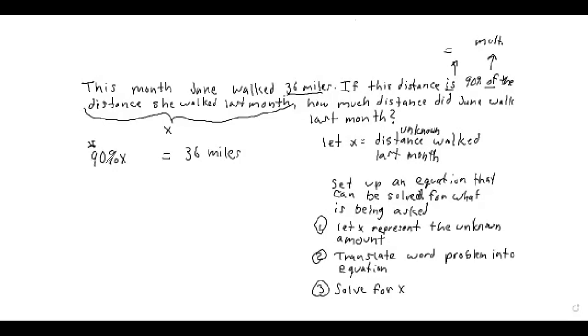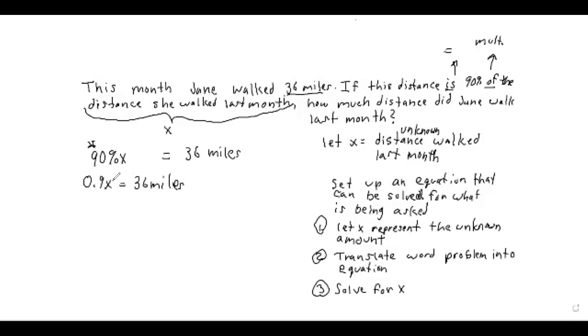If no decimal point is shown, by default it's to the right of the last digit, the digit on the right. So the last digit on the right here is 0, so it's on the right of that. We're going to drop the percent sign and then move that decimal point two places to the left. So we get 0.9 times x equals 36 miles. All right. Now we have something we can do arithmetic with. We remember we cannot do any arithmetic with a percent. We always have to convert it to either a decimal like we did here or a fraction.